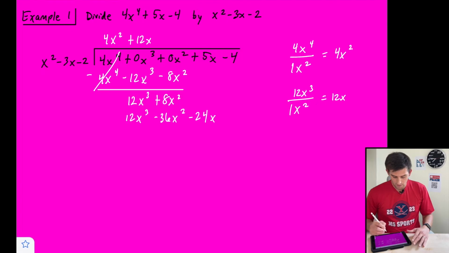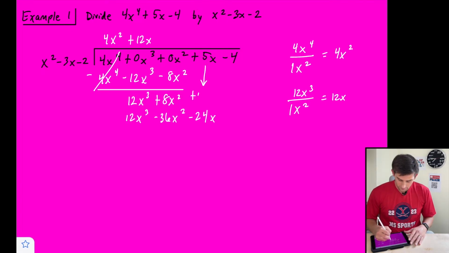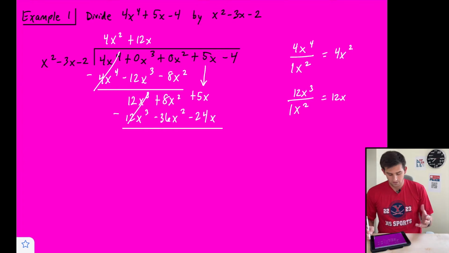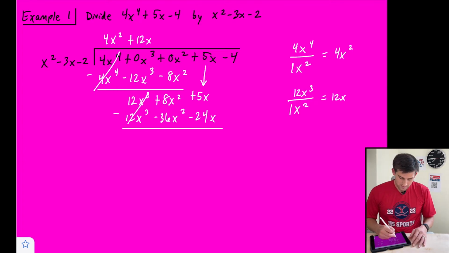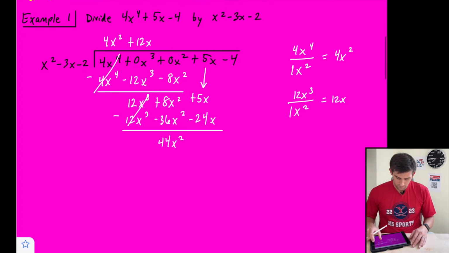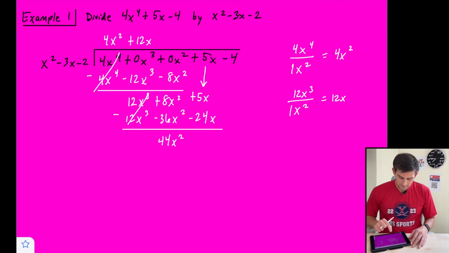Now we are going to subtract. Now is when we need our 5, so we can bring down our 5x. Let's subtract. Once again our cubic terms cancel out, and now we have 8 minus negative 36, or 8 plus 36, so that's 44x squared. And then we have 5 minus negative 24, or 5 plus 24x, so that's 29x.